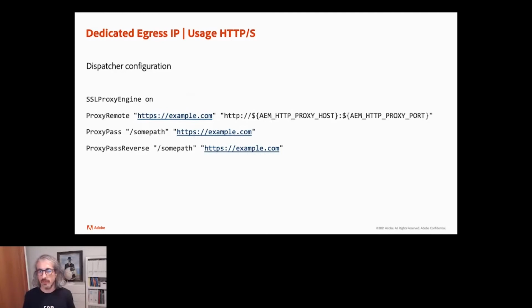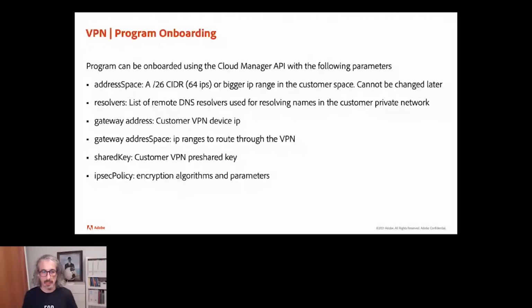You can configure the DNS resolvers to use the ones that resolve your internal DNS names. The gateway address would be the IP of your VPN device, the customer VPN device. The gateway address space would be the IP ranges that are routed through the VPN. So this basically would be all the IP ranges of your private network.